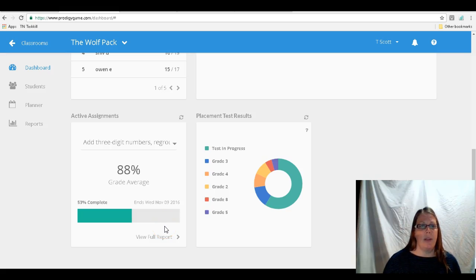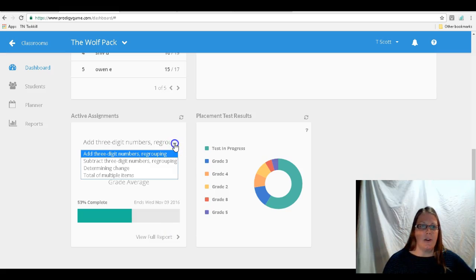Down in the bottom here is the active assignments area. This is where I find the most information about my students' progress. So at the top, you have all of the assignments that are open at this time that students can try. Down on the bottom here, you have view full report.